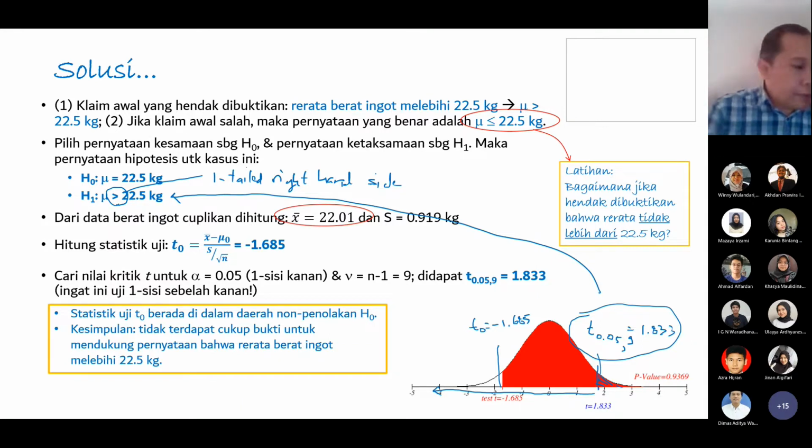Okay. So this one here. Okay. Where is my pen? Okay, there you go. This one here. Okay. So what if the initial claim is changed? What if we want to prove that the population mean does not exceed 22.5? So of course, the original claim will be changed, and also the statement that will be true if the original claim is changed is also changed.